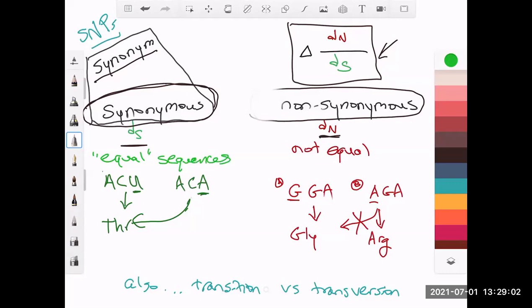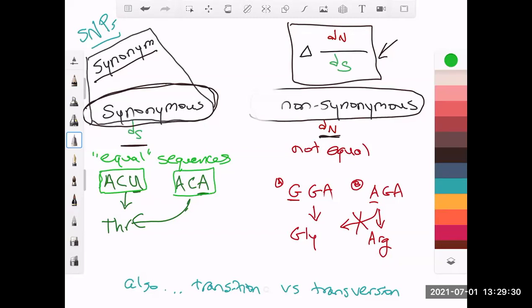Now, I don't mean equal in the number of base pairs or something. I mean, I do, but non-synonymous would also be equal in the number of base pairs. I mean equal in their meaning. So just like synonyms, words that are equal in their meaning, we're referring here to sequences that are equal in their meaning. So if we are looking at these two codons, they are different by one base pair.